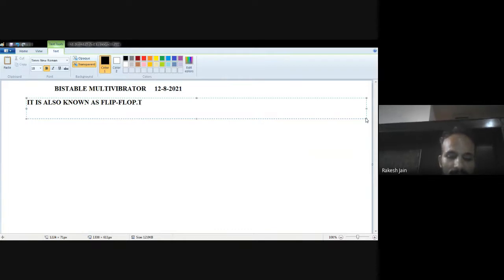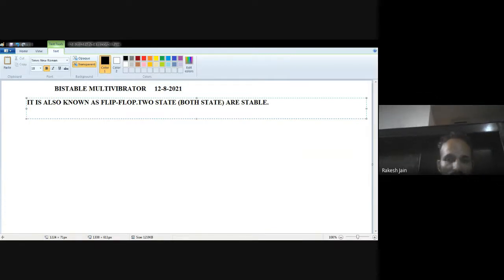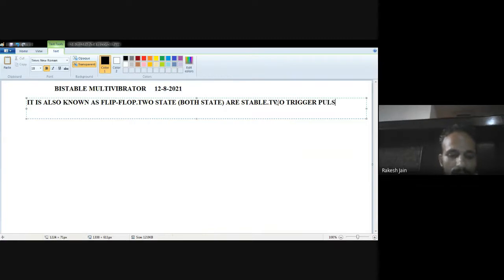Two states are stable, or we can say both the states are stable. Because only two states are present, both the states are stable. That is also known as a flip-flop. Here, two trigger pulses we can use. Trigger input is required for changing the state. It is used as a flip-flop, so two trigger pulses are required to change the states.